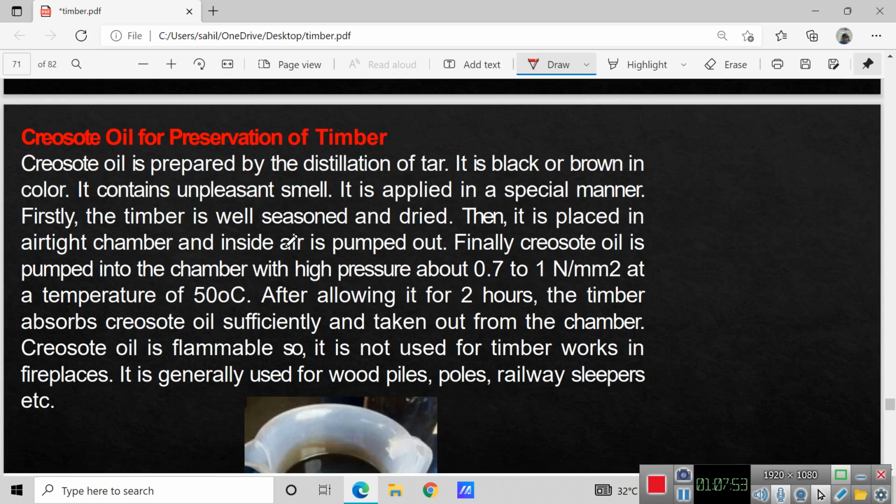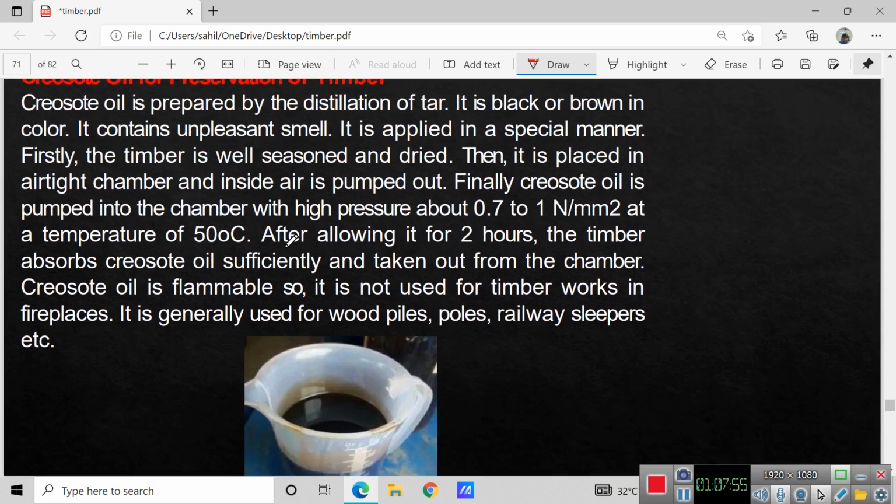Now creosote oil for preservation of timber. Creosote oil is prepared by the distillation of tar. It is black or brown in color. It has an unpleasant smell. It is applied in a special manner. Firstly, the timber is well seasoned and dried. Then it is placed in an airtight chamber and the inside air is pumped out.